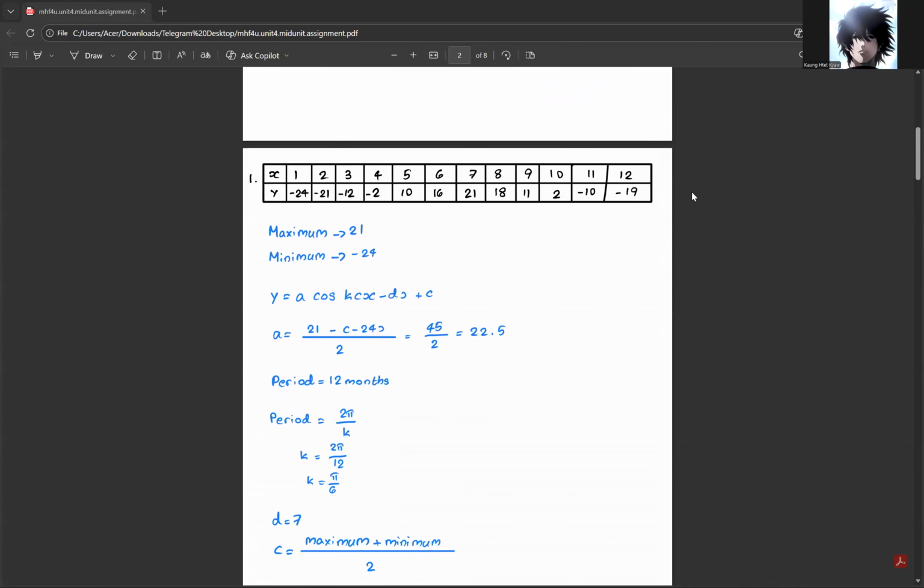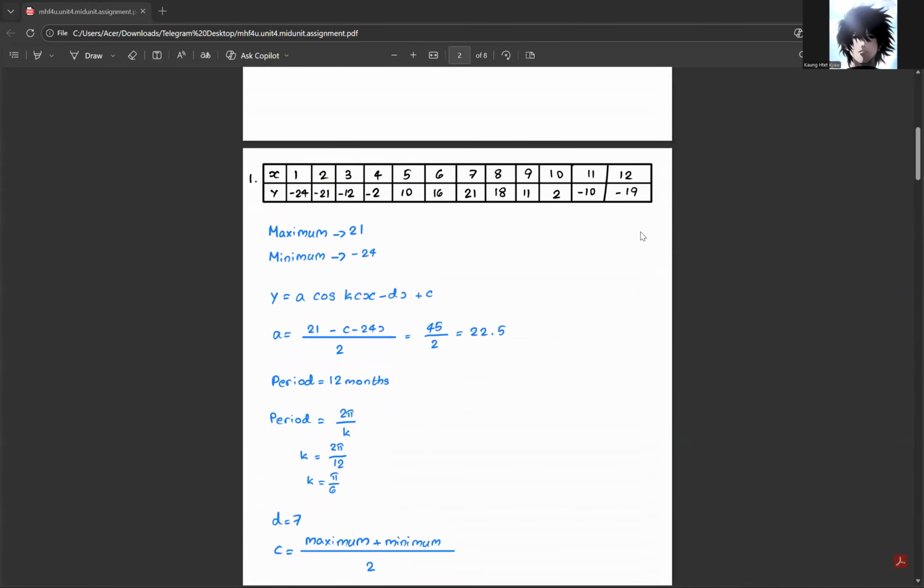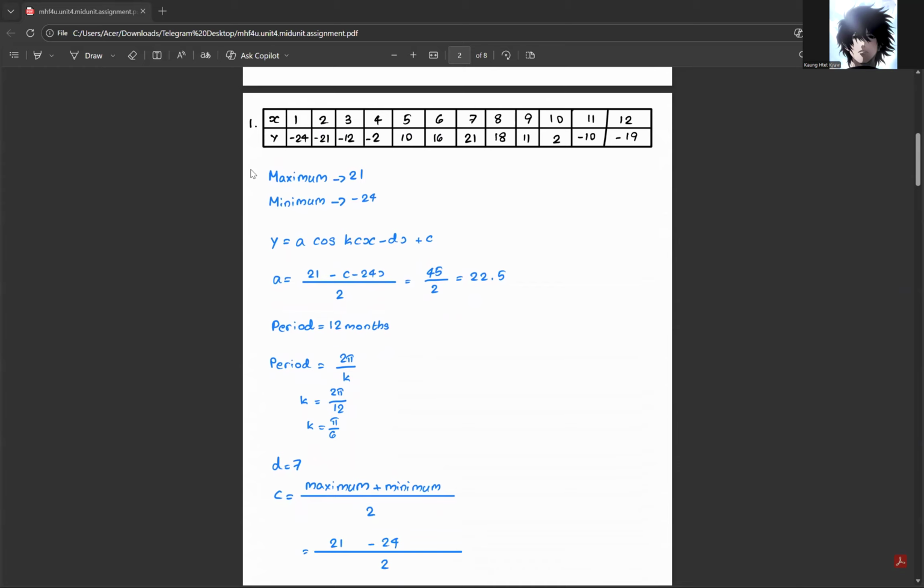The first question gives us the average monthly high temperature for Yellowknife. We are asked to create a trigonometric equation where y represents the temperature and x represents the month number. From the table, the highest temperature is 21 degrees Celsius. The lowest temperature is minus 24 degrees Celsius.